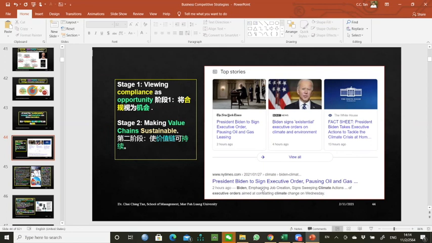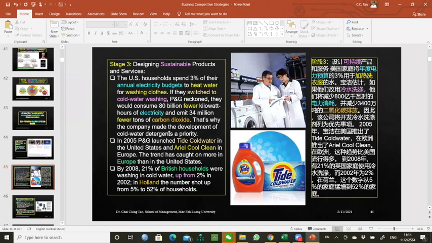And then slowly, slowly, you can move on to making your value chains more sustainable. And then slowly, slowly, you design more sustainable businesses, more sustainable products and things like that. For example, if you look into the Tide product, you will see that in the past, to do your laundry was not quite sustainable, because you have to heat up the water and generate electricity, and customers have to pay the money for the electricity, which, especially in Europe, is pretty expensive.